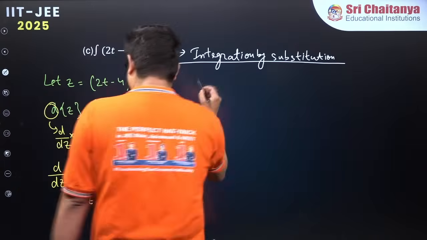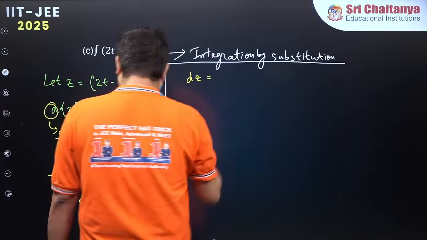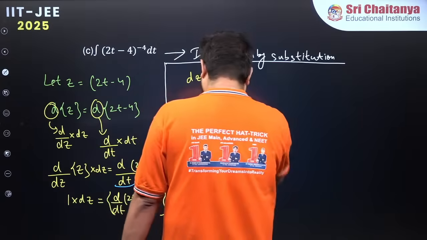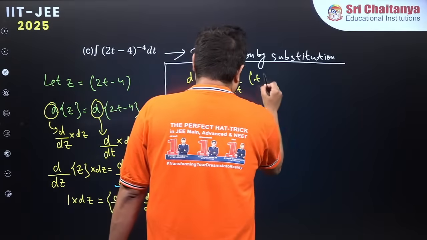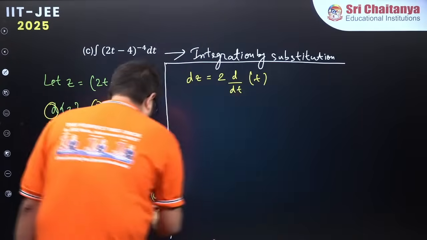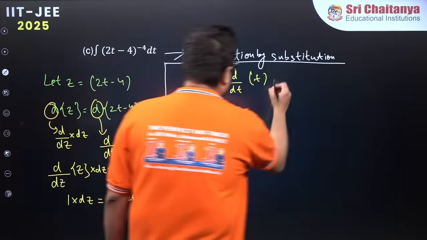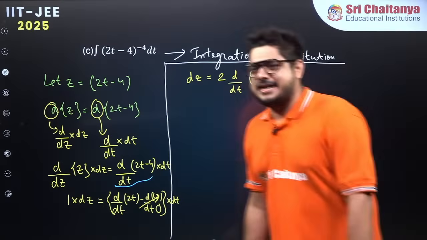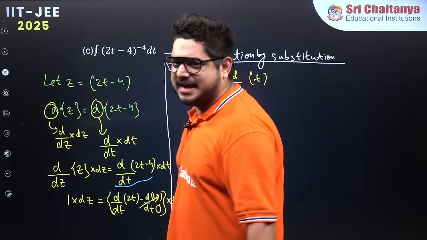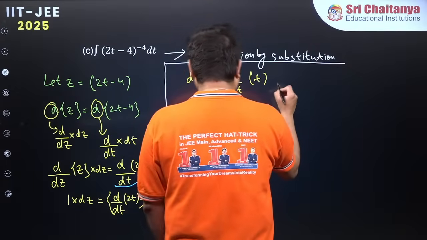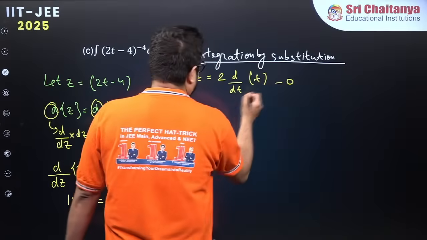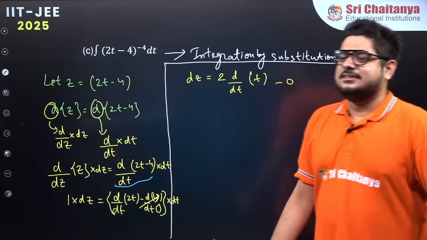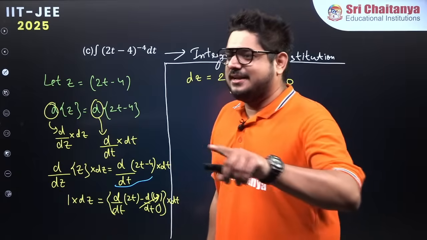So this can be written as dz to the left is equivalent to 2, which comes outside the differentiation operator, d by dt of t, minus d by dt of 4. It's going to be 0, isn't it? D by dt of 4 is 0. So as a result, what can I write, everyone? So this becomes, what is d by dt of t?